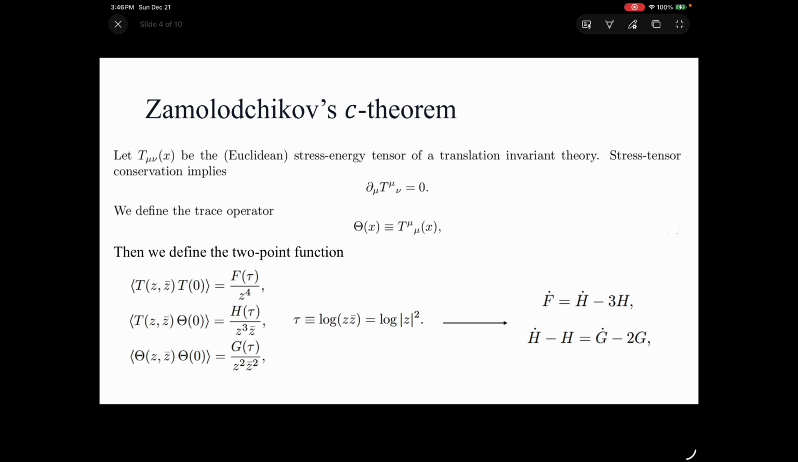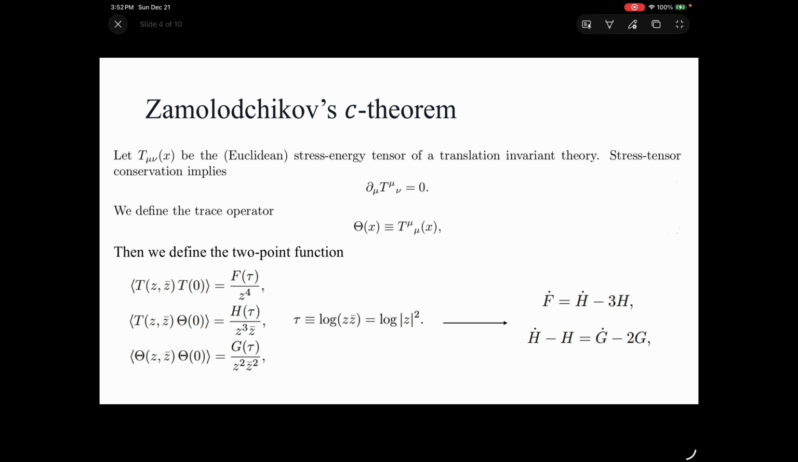Next is the c-theorem. First, we write down the energy momentum tensor T. If the system is translation invariant, the stress tensor follows this equation, and we define the trace operator theta like this. At the fixed point, the system is under conformal symmetry, so the stress tensor is traceless, then theta is 0.